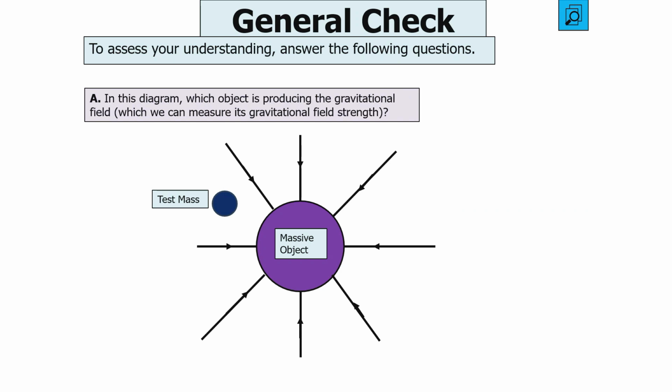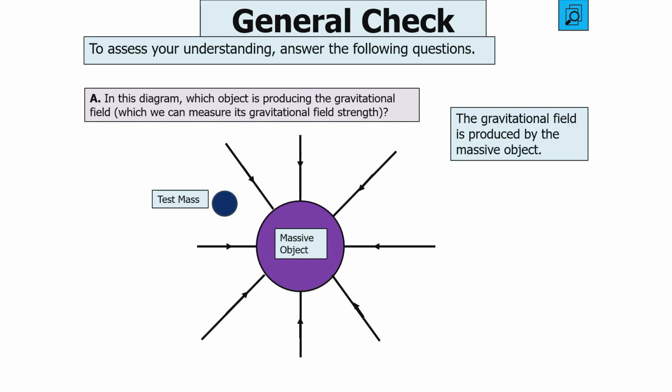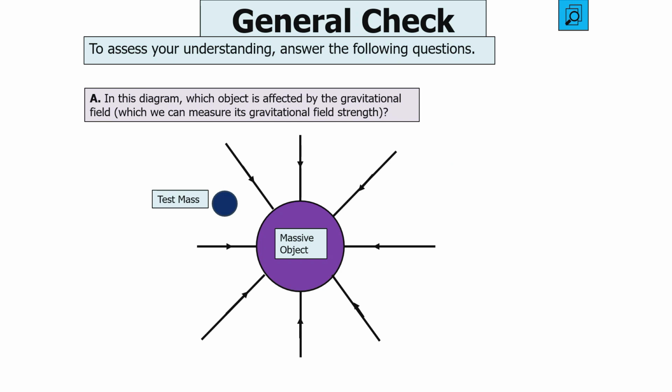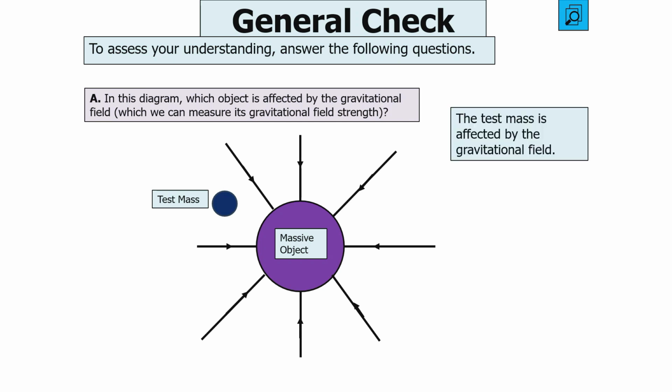In this diagram, what object is producing the gravitational field, which we can then measure its gravitational field strength of? The gravitational field is being produced by the mass of object. In this diagram, which object is being affected by the gravitational field? The test mass is affected by the gravitational field.